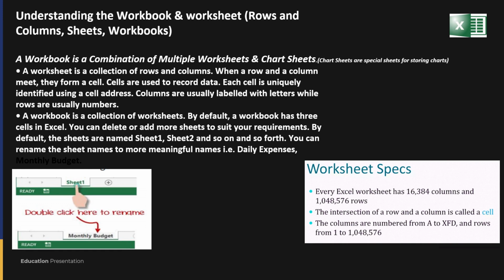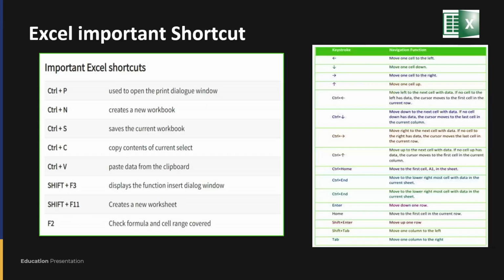Okay, moving on further to the next PPT, we have some important shortcuts. These are the basic shortcuts that will be required for your Excel working. We have Control plus P to print a particular report, Control plus N to create a new workbook, Control plus S to save a particular workbook. We have Control C and Control V to copy and paste the values. Shift plus F3 displays the insert function dialog window, and Shift plus F11 creates a new worksheet. Then we have F2 to check the formula and the cell range covered.